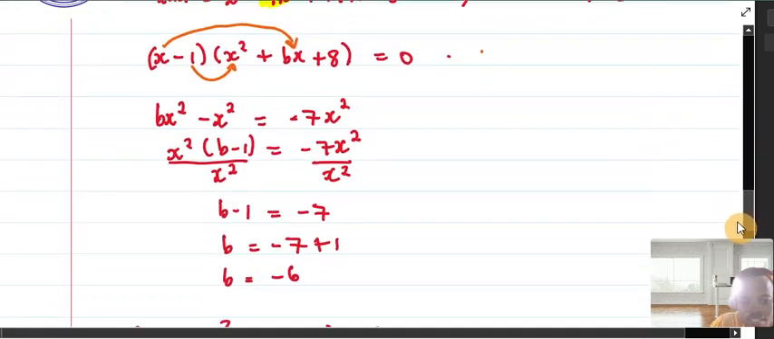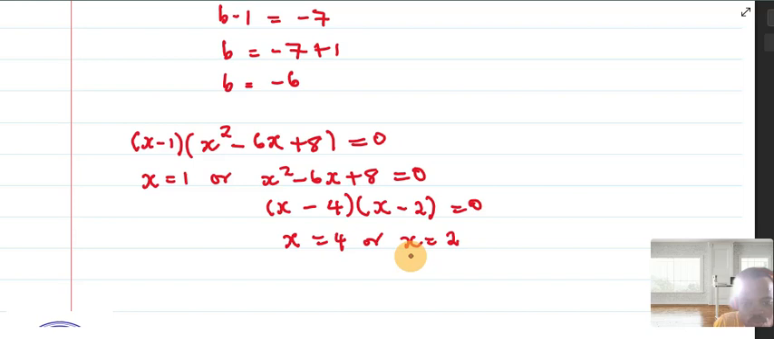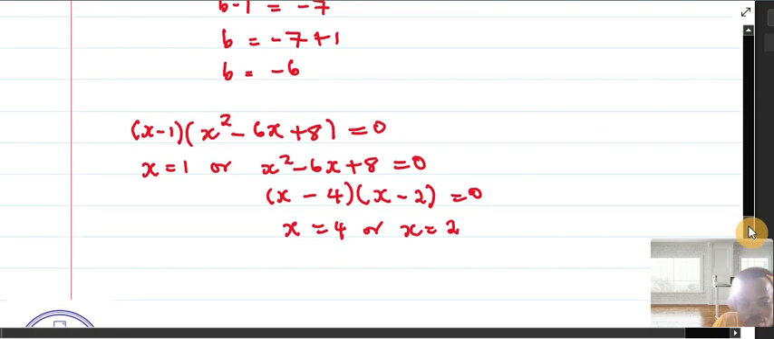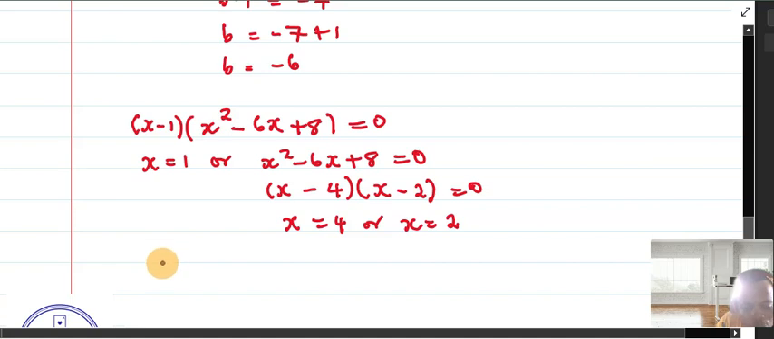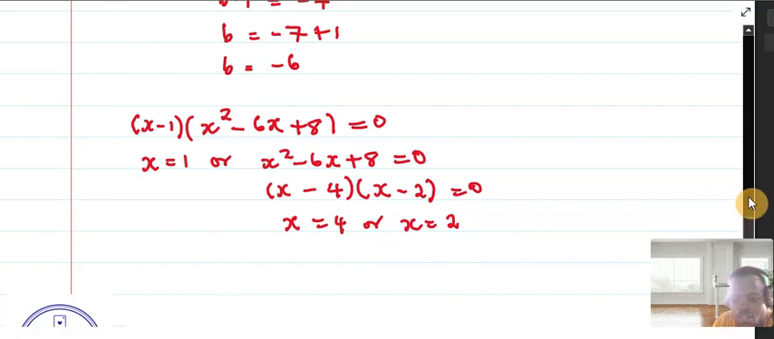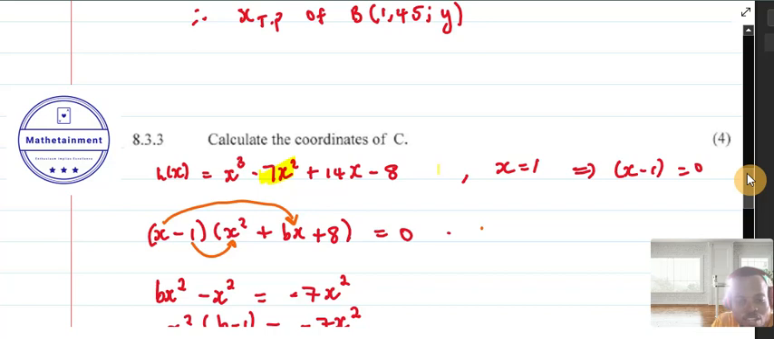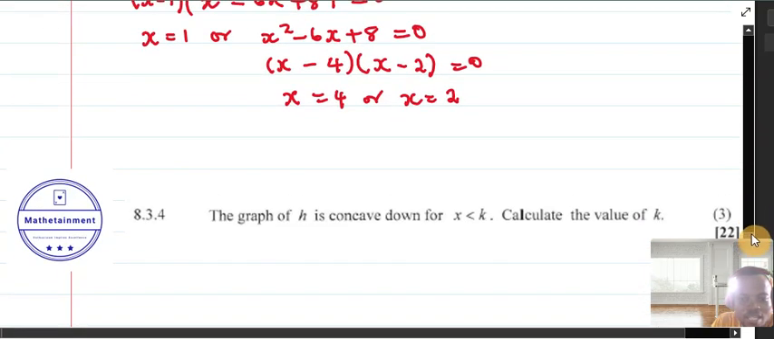So that means we take this one. We now go back to the given cubic function equation, which is h at x equal to x cubed minus 7x squared plus 14x minus 8. If you plug in 4 here, you will get 0. So meaning for C, the coordinates are (4, 0), since we know that C is the x-intercept.